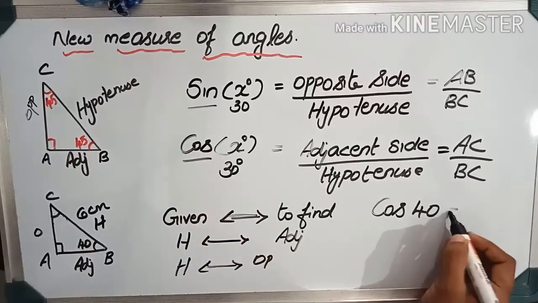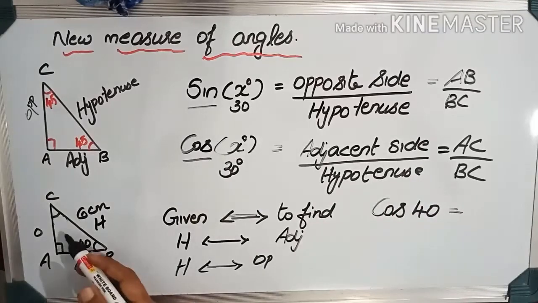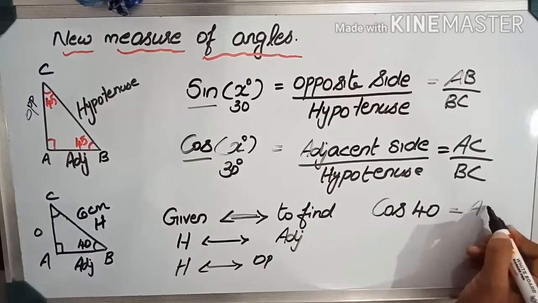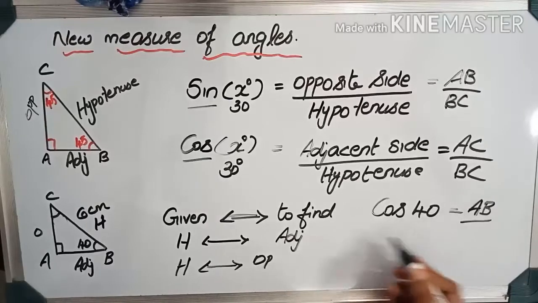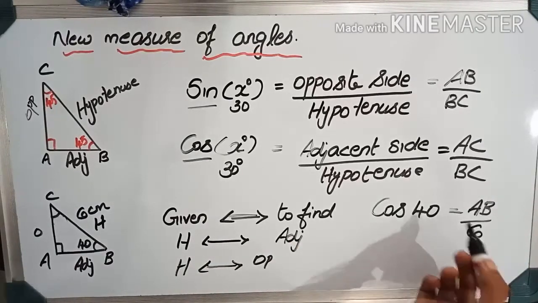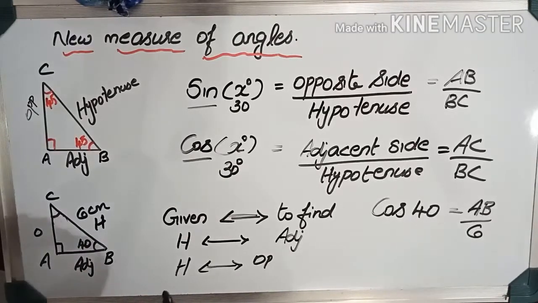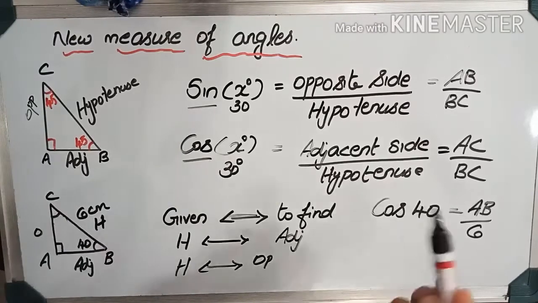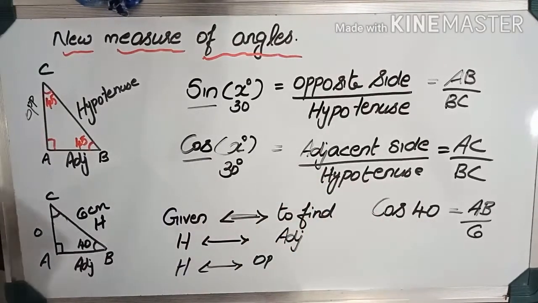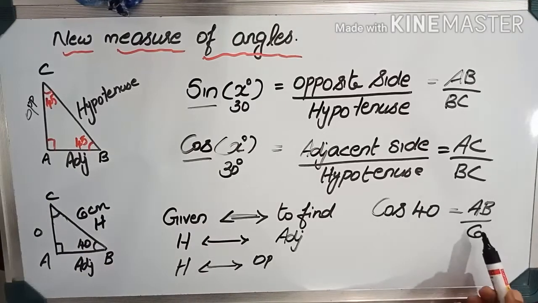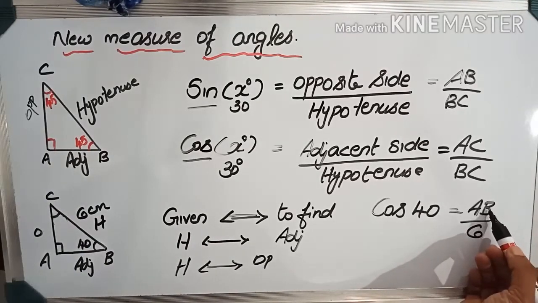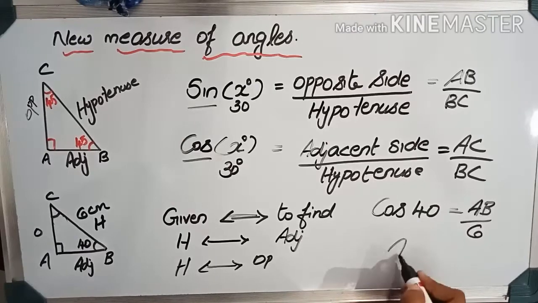So here cos 40 will be adjacent side by hypotenuse. Adjacent side is AB, so AB by hypotenuse, which is given as 6. The values of sine 40, cos 40, etc. will be given in the question. And in your textbook's last page also, the values from 1 to 90 for sine, cos and one more are given. So using this you can find the value of AB. If you have to find the value of AB, keep AB here.